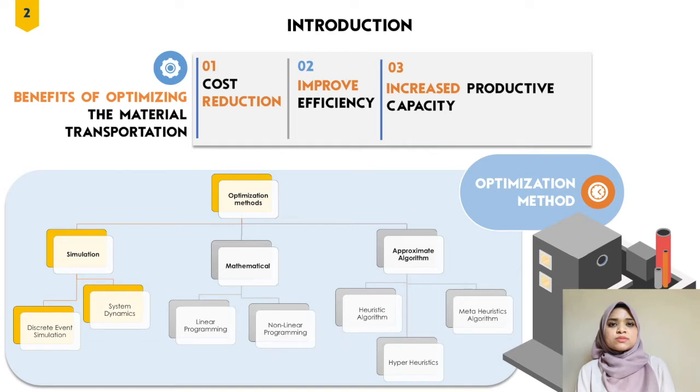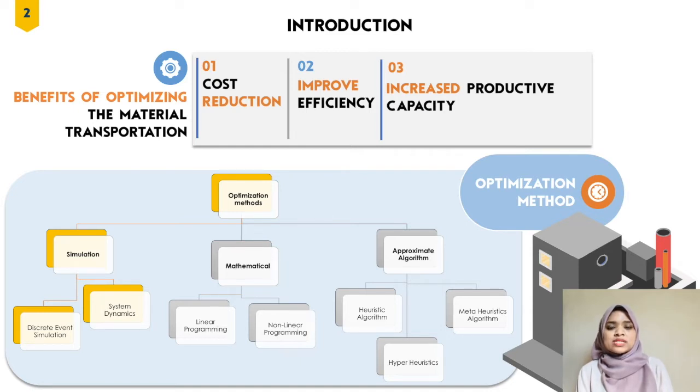Optimizing the material transportation has lots of benefits, which are cost reduction, improved efficiency of the production, and increased productive capacity in the manufacturing facility. There are 3 optimization methods as shown in the tree diagram. The 3 methods are simulation, mathematical, and approximate algorithm. In this project, it will mainly focus on the simulation method instead of mathematical and approximate algorithm.